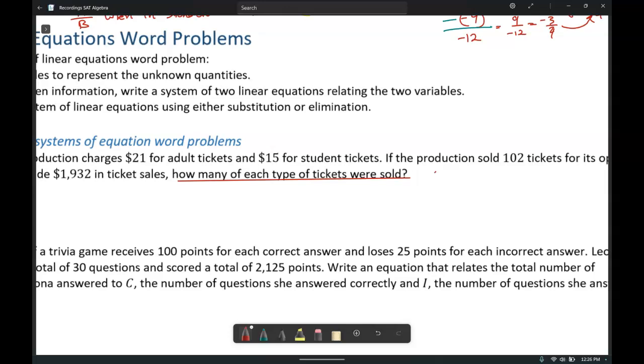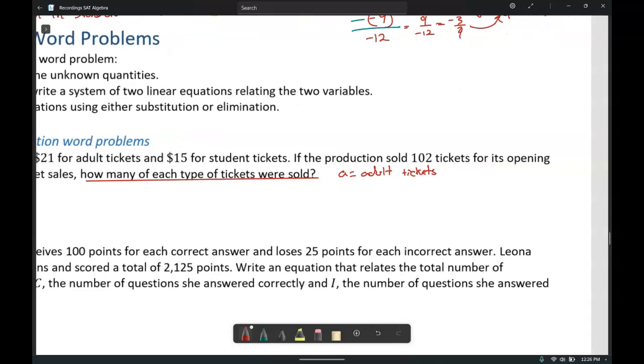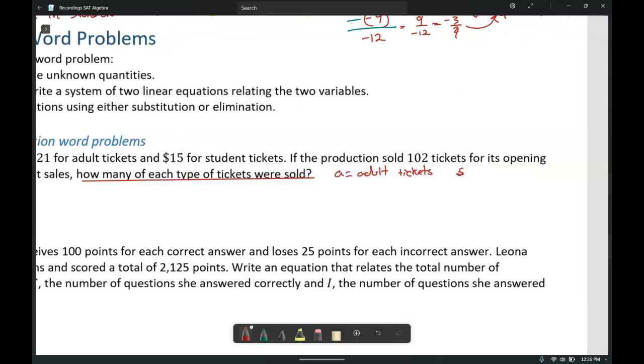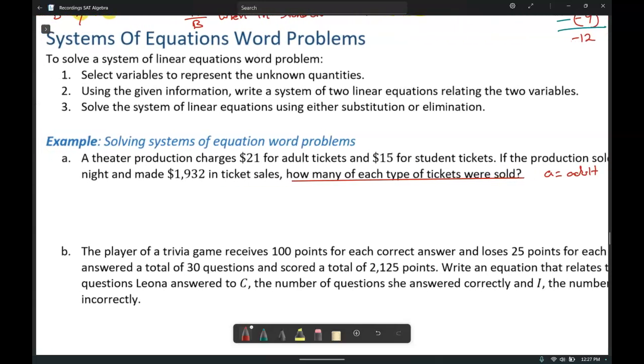There are two types of tickets. There are adult tickets and there are student tickets. What variable you use does not matter, but it's helpful to identify them. If you use something like X and Y, make sure you note which one is which, because they may ask for specifically the student tickets or the adult tickets, and so you'll want to solve for that specific value.